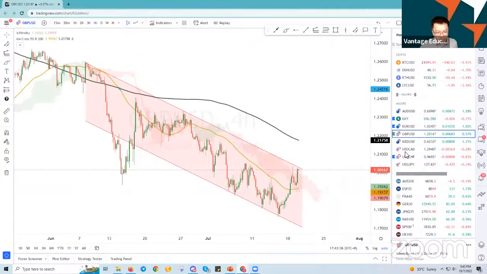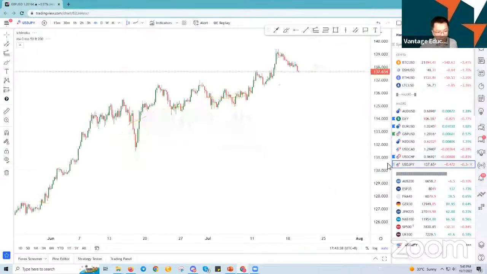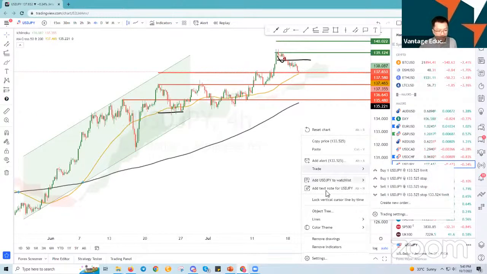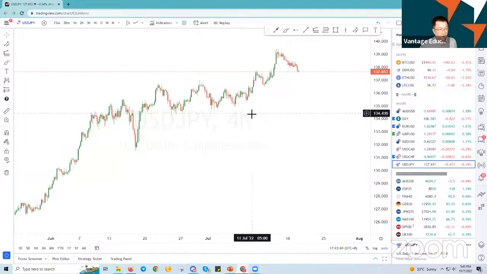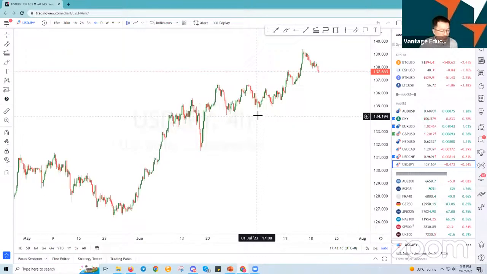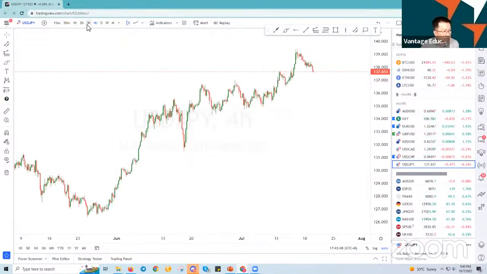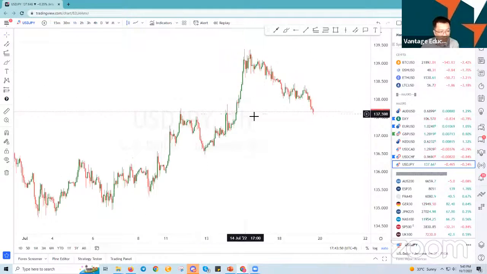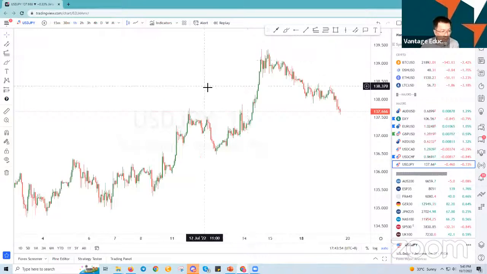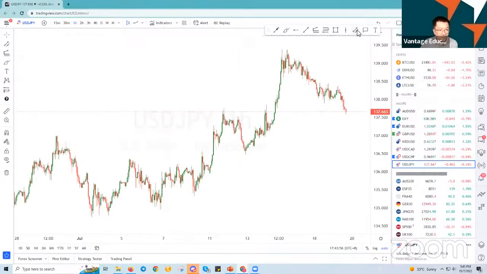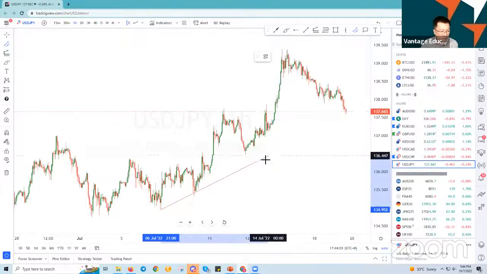If not, let's look at a couple more pairs. I'll clear that one out. Okay, I like the US yen. What I'll do a bit differently here, I'll look at it on H1 time frame. Right, so in this case, you can see that upward channel. Let's see how that works.